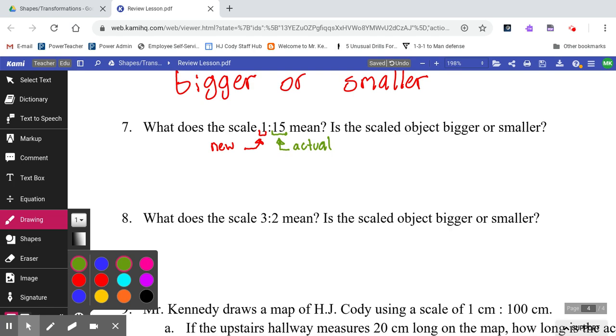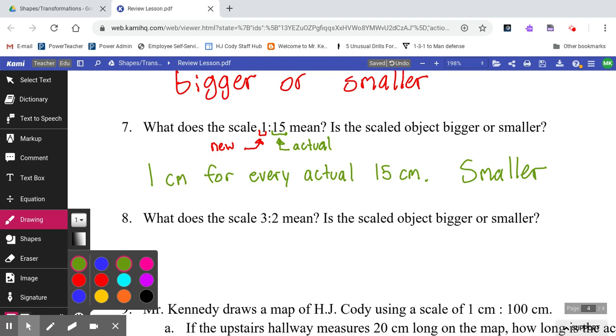This would be, let's say these are centimeters. So this would be 1 centimeter for every actual 15 centimeters. And I'm just making up centimeters. It didn't say centimeters. It could have been 1 meter for every 15 meters. Could have been 1 foot for every 15 feet. As long as we understand that it's getting smaller, right? I'm drawing less for every 15 that I used to have.